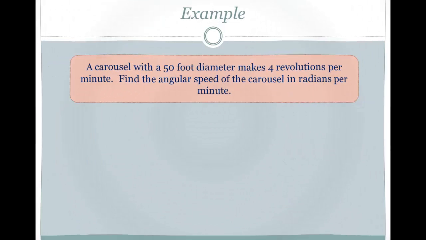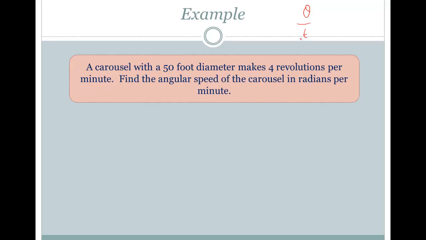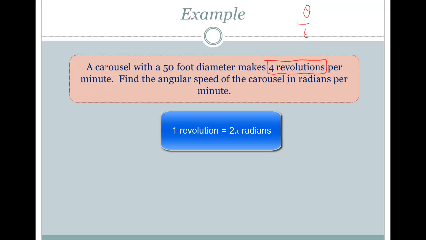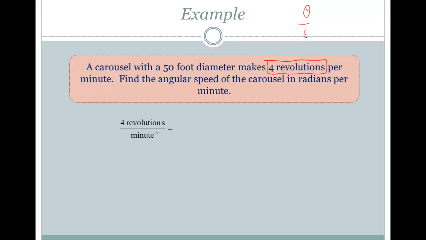Let's do an example. I have a carousel with a 50-foot diameter that makes 4 revolutions per minute. I want to find the angular speed of that carousel. Remember that angular speed was equal to theta over time. I know I made 4 revolutions in 1 minute. So the question is, how do I convert revolutions into radians? This is actually an angular speed, but I want it in radians per minute, so I have to convert revolutions to radians.